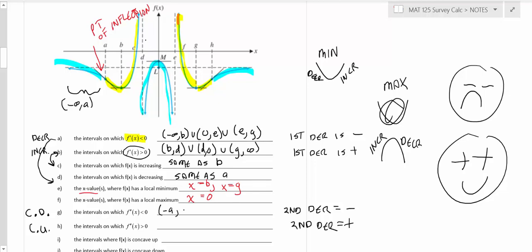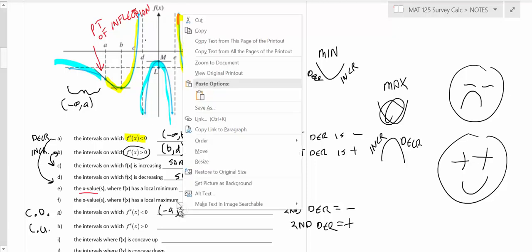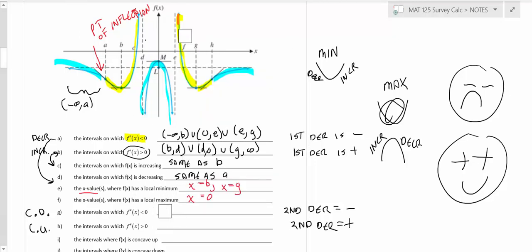Okay, negative infinity to A. No, I'm doing the wrong thing. I'm saying the right thing, but writing the wrong thing. So negative infinity to A, like that. And then the next place would be the part in the middle, which would be from D to E. Okay, so you'd have that. And then finally, you would have H to infinity like that.